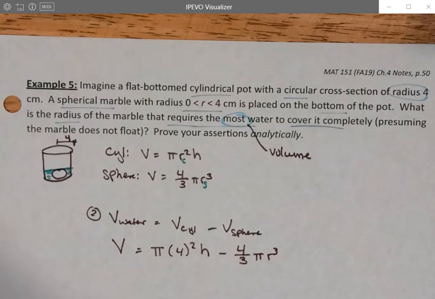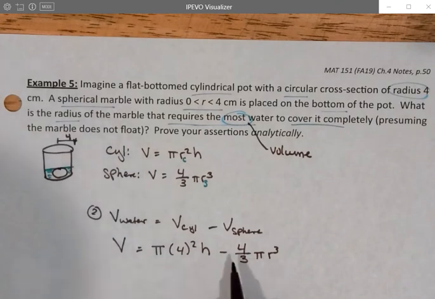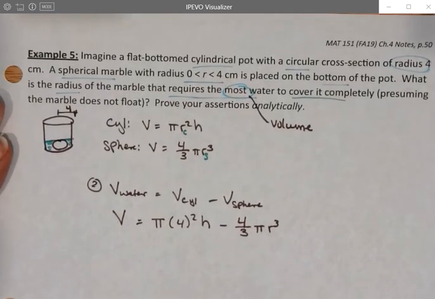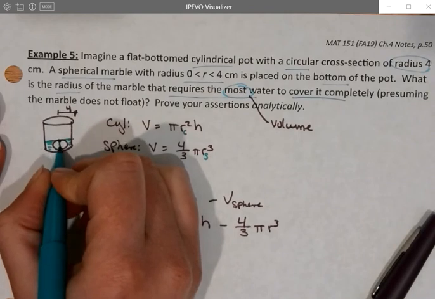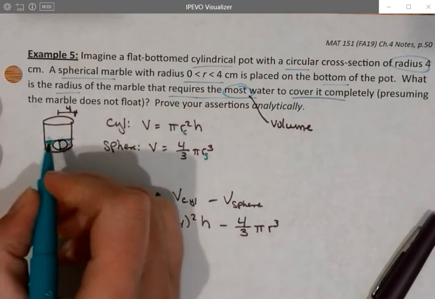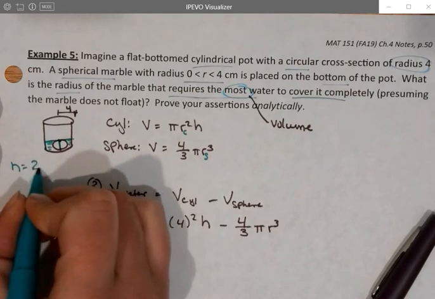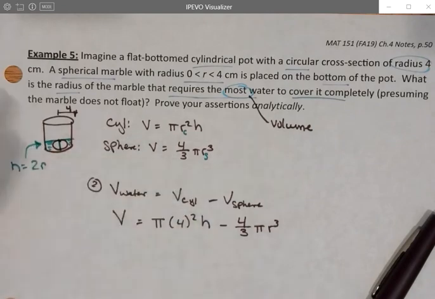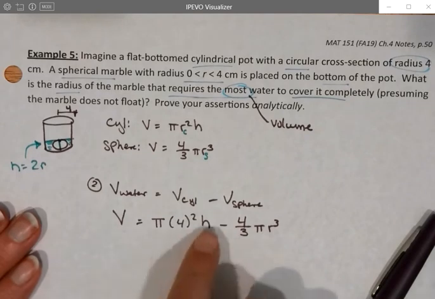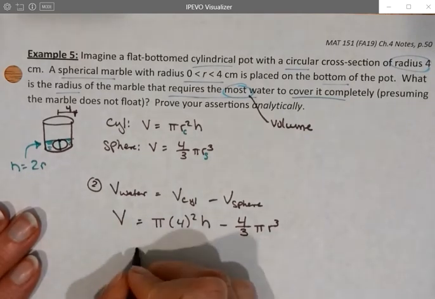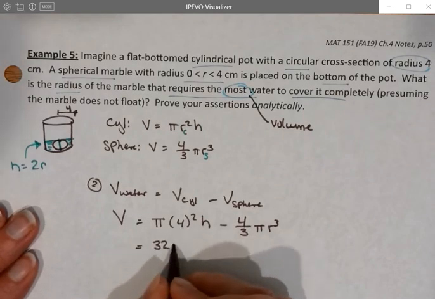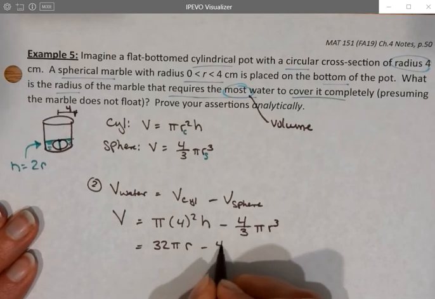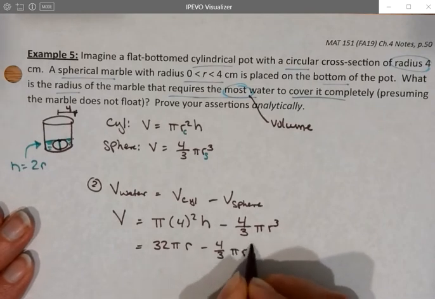Okay, too many variables. I do have r and h, so I'm going to want to relate at least one of those in terms of the other. Let's see what we can do. So the first thing that comes to mind is that the diameter of my sphere should match the height of that water. So the height of my water is going to be twice the radius of the sphere. So then I can put twice the radius in here, and since I already have 4 squared is 16, 16 times 2 is going to give us 32 pi times r minus the 4/3 pi r cubed.